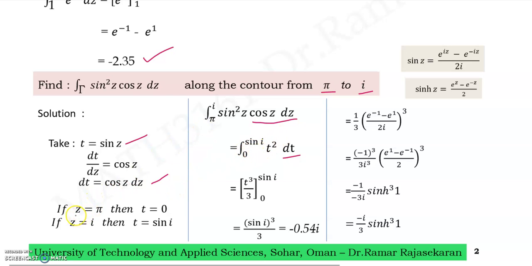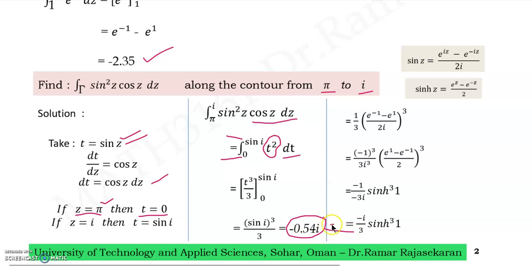If z is equal to pi, this is the lower limit. If z equals pi, what is t? It is 0. How? You put z equal to pi: sine pi is 0, so that is the lower limit for t. Now z equal to i gives t equal to sine i, which is the upper limit. Now you integrate t squared, that is t cube by 3. Then write the limits 0 to sine i, and substitute the limits: sine i whole cube by 3. Actually this is the final answer.